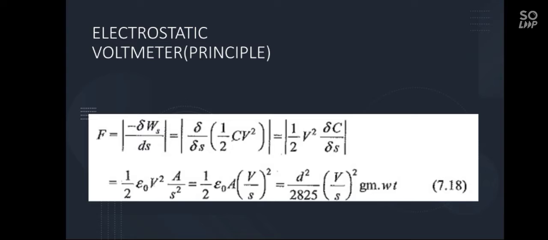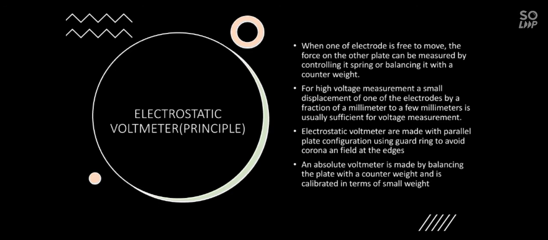The electrostatic voltmeter principle works on the formula F equals minus dW by ds, equals d by ds of one half C V squared, so one half V squared dC by ds. That can be derived as one half epsilon naught V squared A by S squared, which equals one half epsilon naught A (V by S) squared.